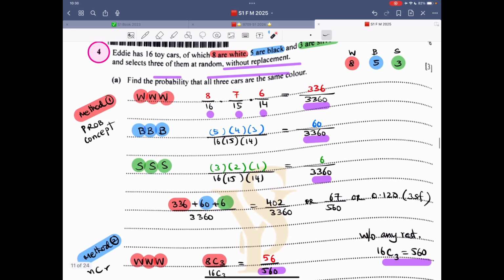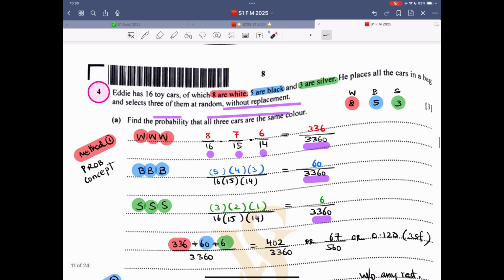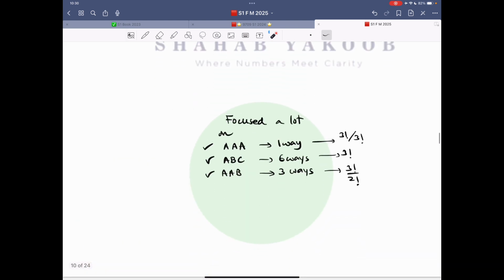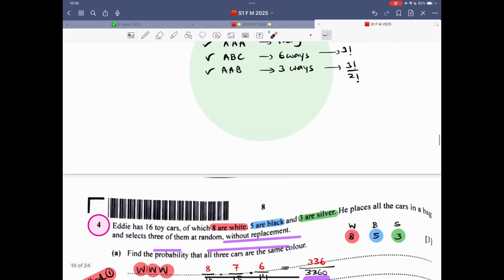So both methods are perfectly possible. A very, very nice question. Again, using the concept of this. So this concept was used. Now let's see where else they are using this. It was partially used in that head and tail question.